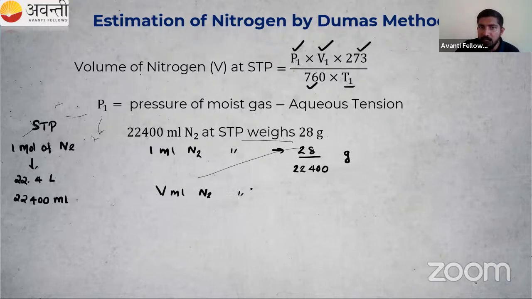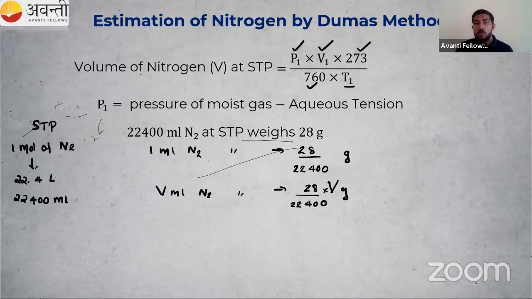Then what about V ml? V ml N2 weighs how much? 28 divided by 22400 gram into this capital V, that is the volume. So we got the answer in gram. That is the weight of our nitrogen. So 28 divided by 22,400 into V is the weight or mass of our nitrogen.